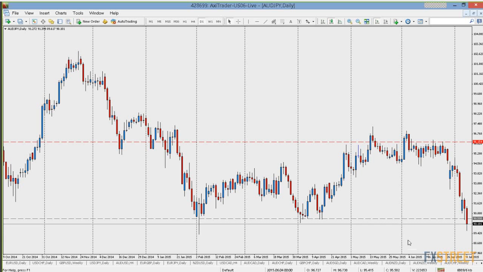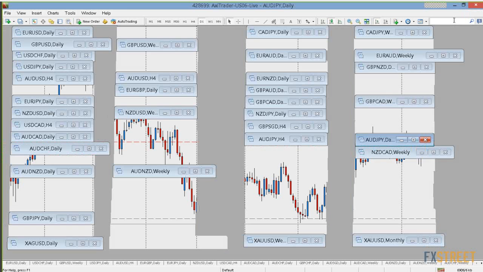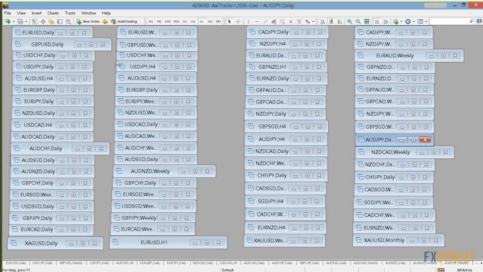May we hear your opinion about the Swissy 4-hour? My line is already drawn. Yeah, I think you're onto something, Abdul. If you're thinking of a short, I think you're onto something. I would rather sell the Aussie, I have to admit, but the Aussie yen is looking like it could give us a daily setup there.